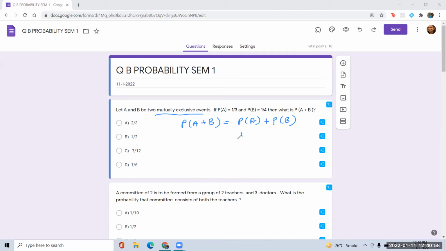And so you have to only add the two probabilities, that is 1 by 3 and 1 by 4. Taking the LCM, it is 7 by 12. So this is how you get the answer. The correct answer is 7 by 12.